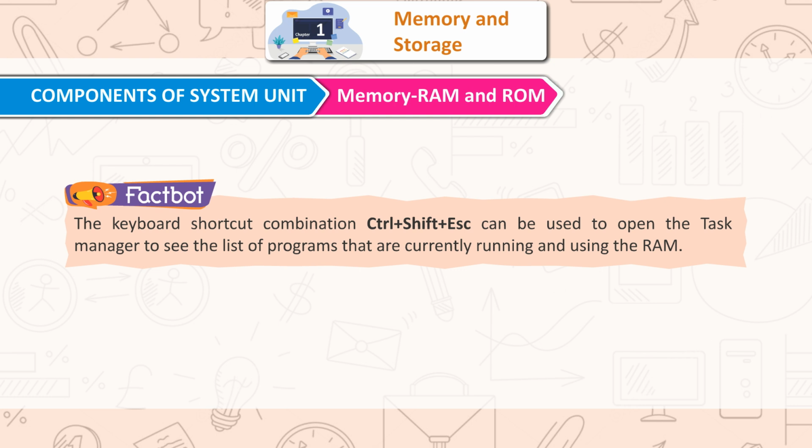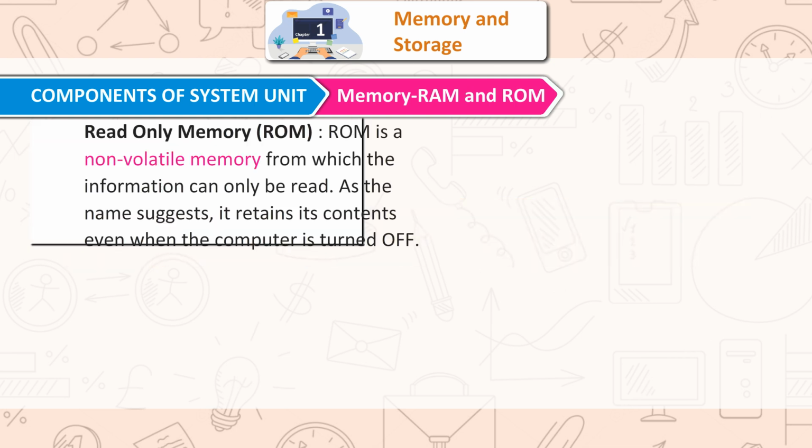Factbot. The keyboard shortcut combination Ctrl plus Shift plus Escape can be used to open the Task Manager to see the list of programs that are currently running and using the RAM.